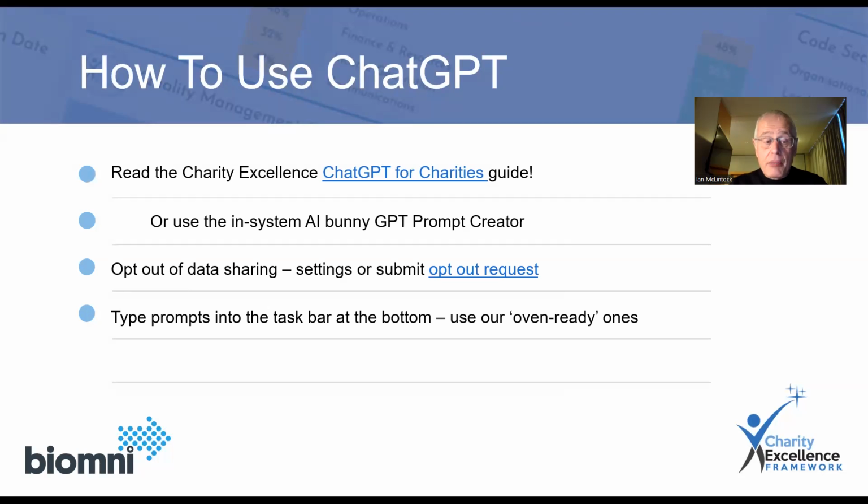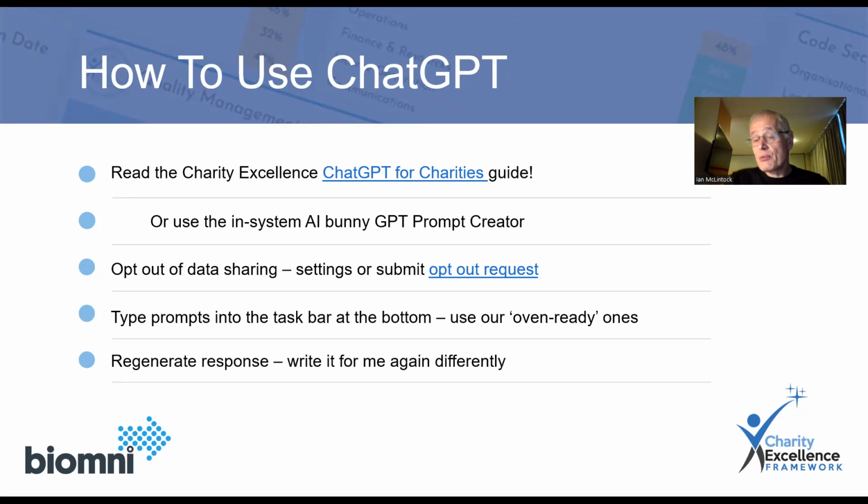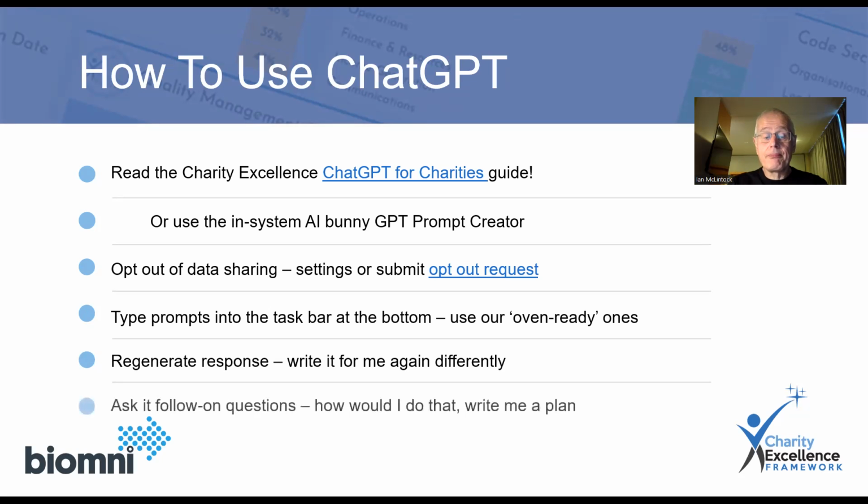So how do you make it work? It is not covered in buttons and all that. This is not Excel or anything like that. You simply tap your instructions into the bar at the bottom. Using oven-ready ones, you can just drop them straight in. Regenerate response means, would you go away and do it all again? So if it writes something for you and you go, oh, wow, could do better than that, press the regenerate button, you'll get a totally different one. And follow-on questions. Once you're talking to it, it's got.